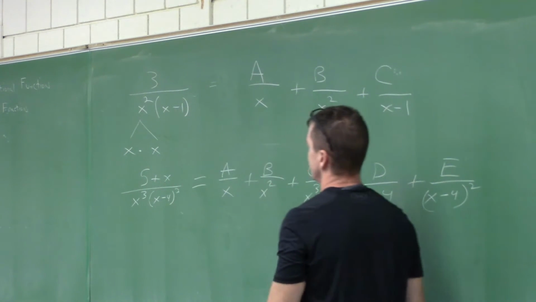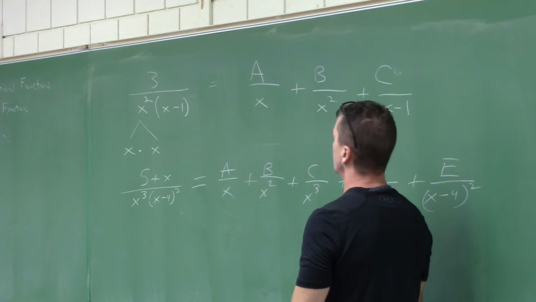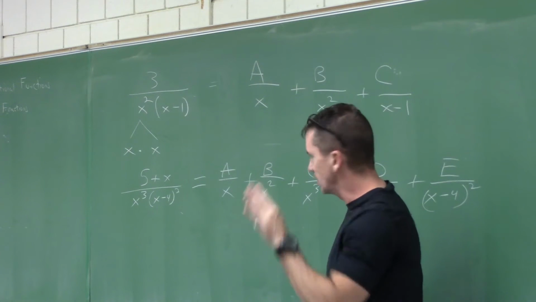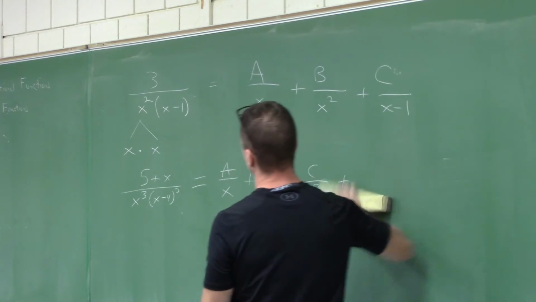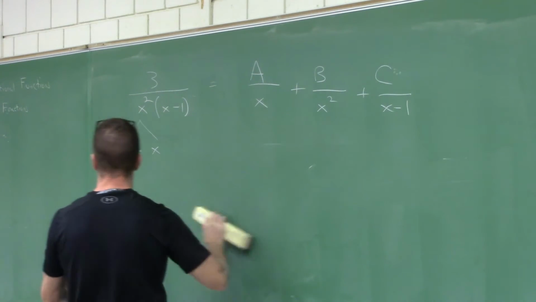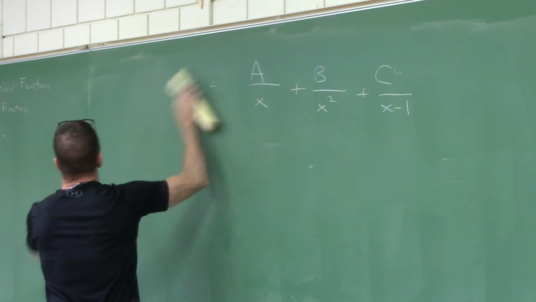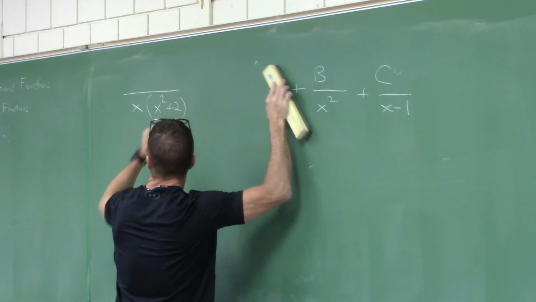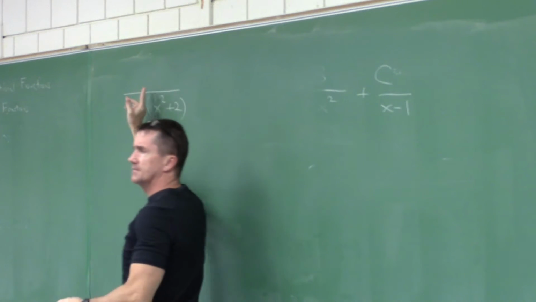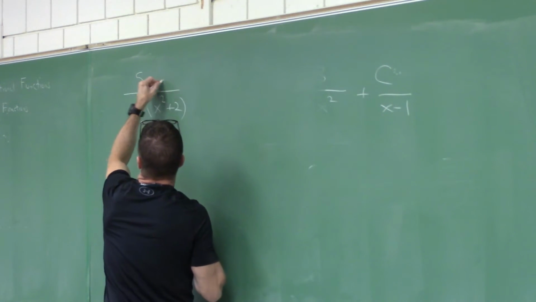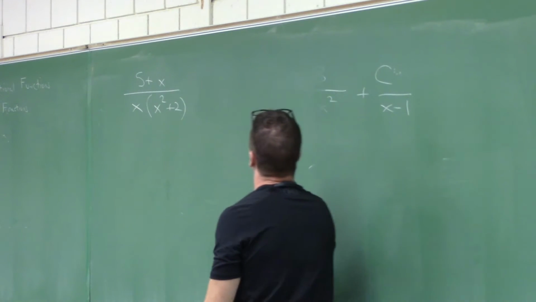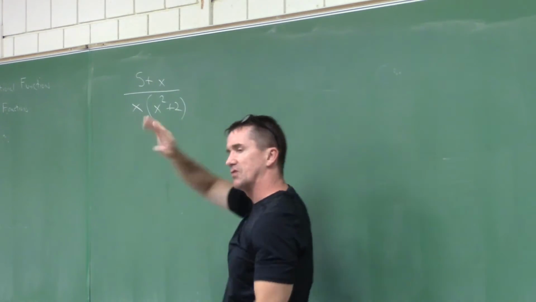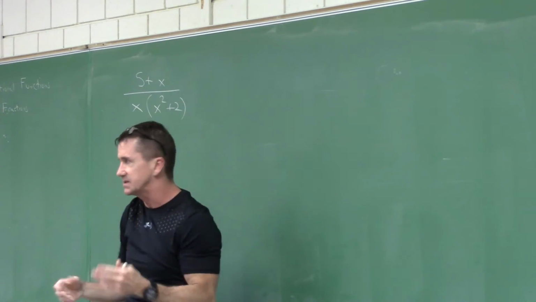Okay? These rational expressions. Now there's one more type. We've talked about linear factors and linear repeated factors, and you're able to recognize them. What about a non-linear factor? So here's an example: x times (x squared plus 2), and I'll just put something on the top, 5 plus x. And we're going to break this up into partial fractions with constants A's, B's, and C's, etc.